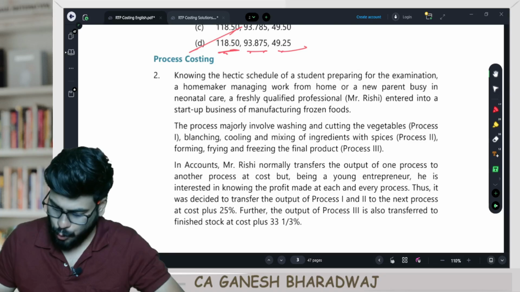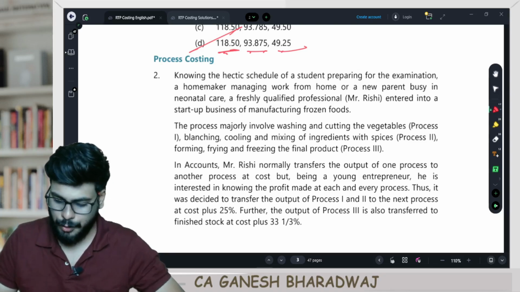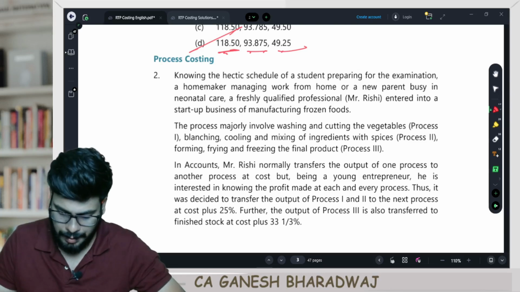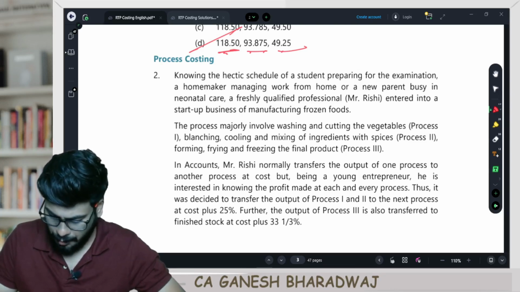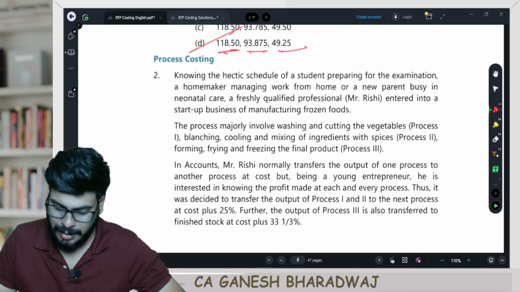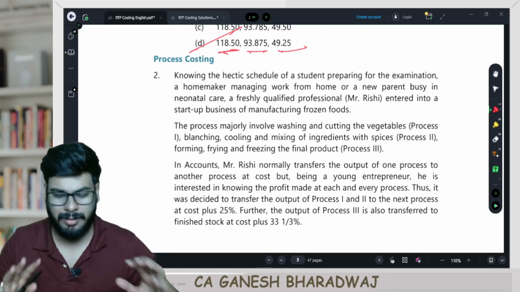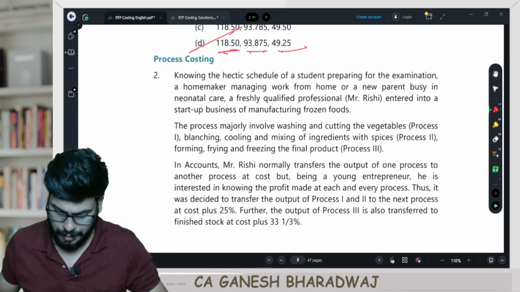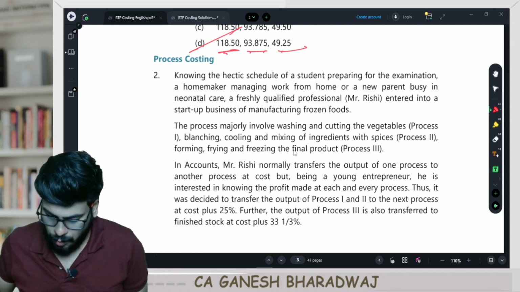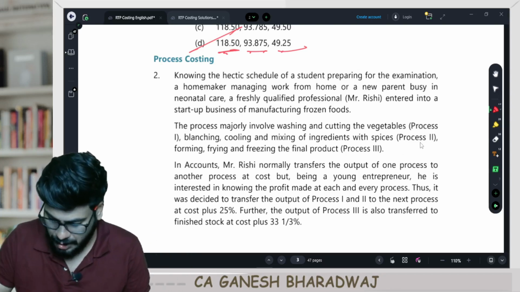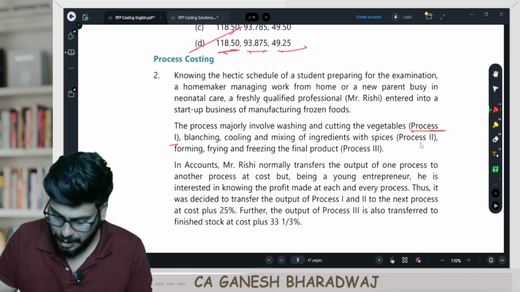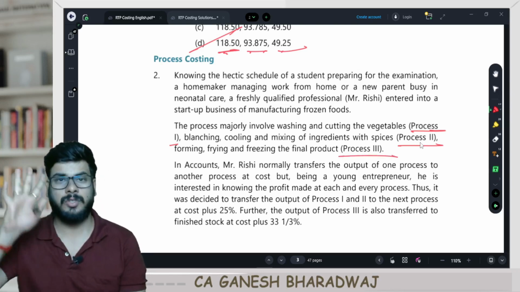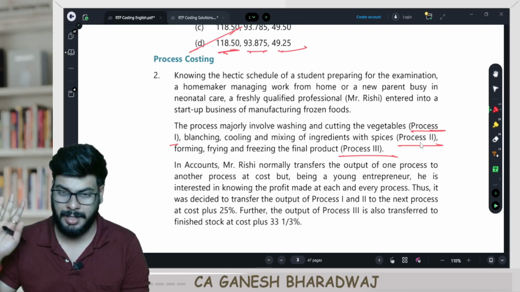Now, question number 2. Knowing the hectic schedule of a student preparing for the exam, a homemaker managing work from home, or a new parent busy in some care, a freshly qualified professional, Mr. Rishi, entered into a startup business of manufacturing frozen food. Fine, they are giving some context. The story is basically not required, but nevertheless, let's quickly glance through this. The process majorly involves washing and cutting the vegetables, which is process 1; blanching, cooling, and mixing of ingredients with spices, which is process number 2; and frying, and freezing the final products, process number 3. Basically, this is about some process costing, right?